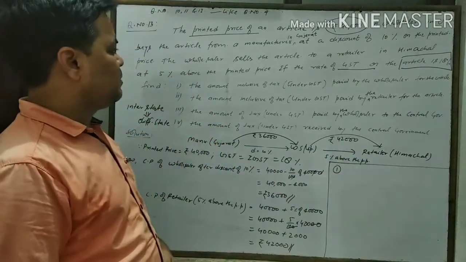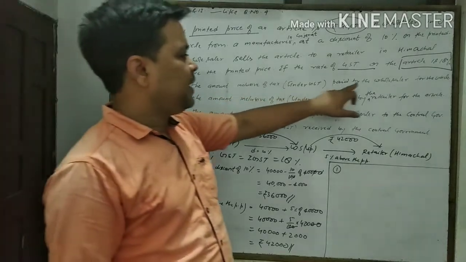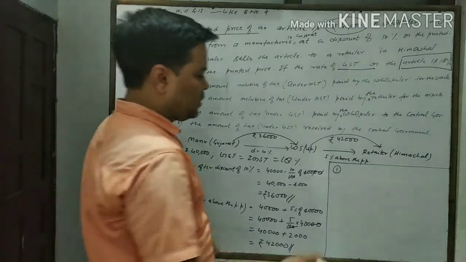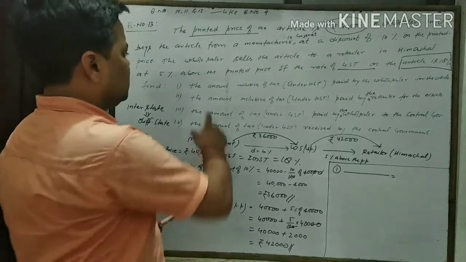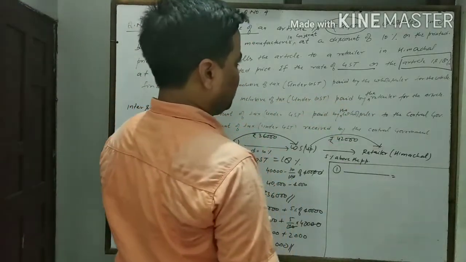After this, let us discuss the question: the amount inclusive of tax paid by the wholesaler for the article. For the first one, you should write the statement: the amount inclusive of tax under GST paid by the wholesaler for the article.